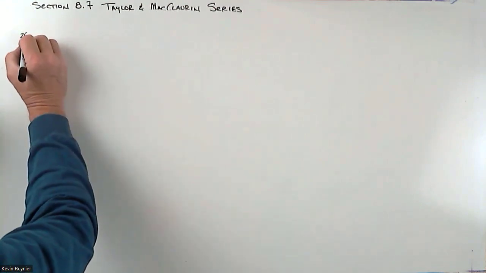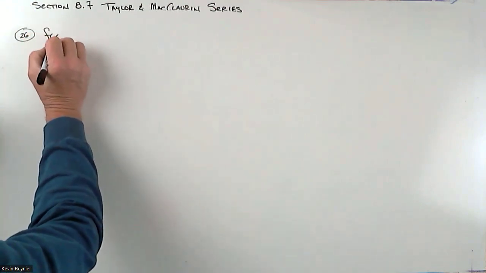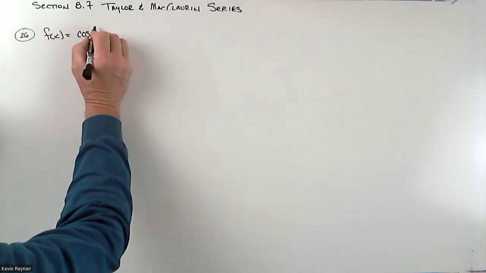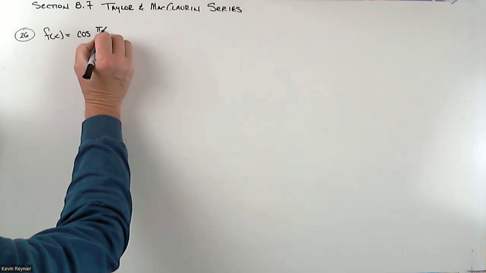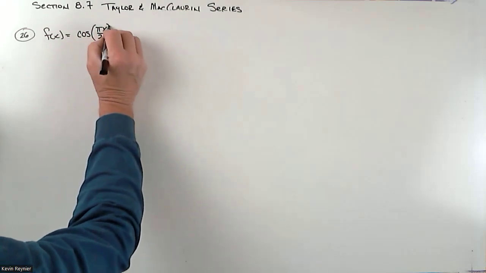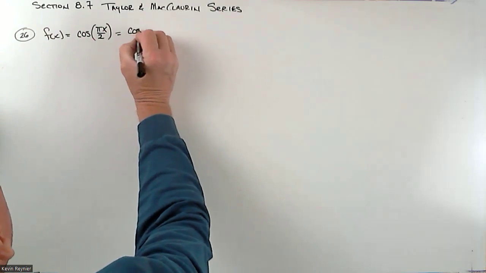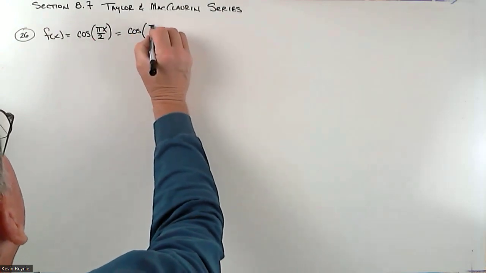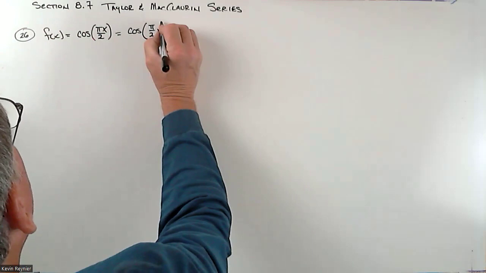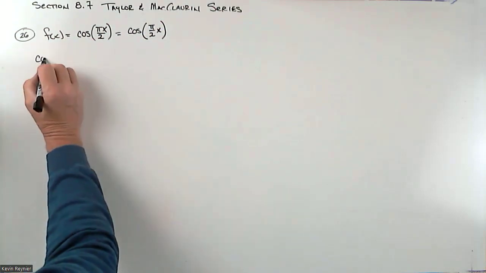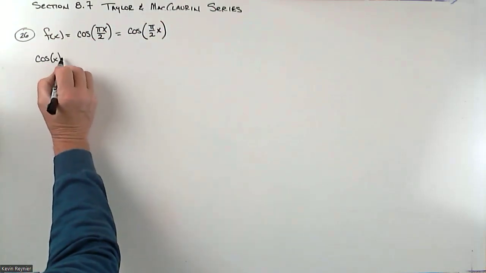So in 26, they give us a function. They give us f of x equals cosine of pi x over 2. Right? Which you and I know is really this, isn't it? I mean, that's all it means, pi over 2 times x. Now we have a Maclaurin series for cosine with just an x.